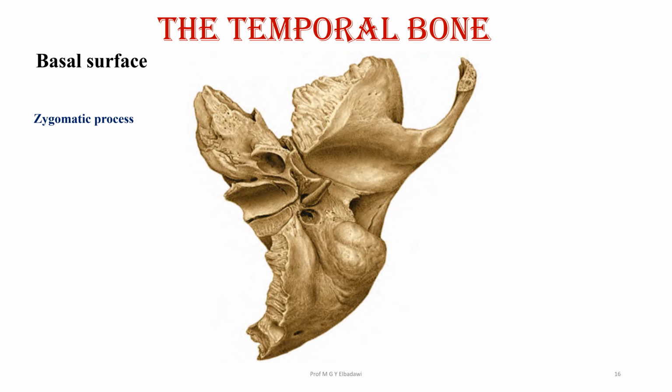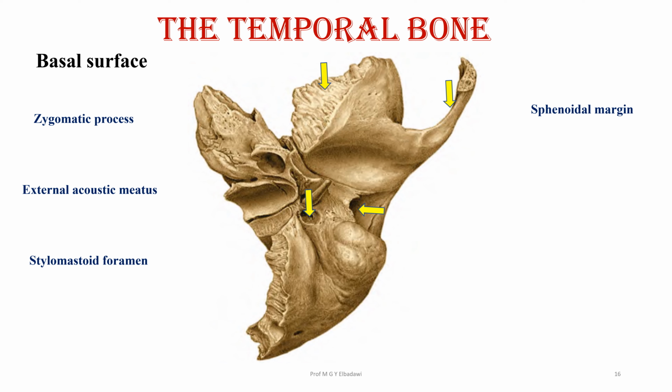Again, in the basal surface, we can see the zygomatic process here. We can see the external acoustic meatus. We can see the stylomastoid foramen for the exit of the facial nerve and some vessels. This is the sphenoid margin, where it articulates with the sphenoid. The mandibular fossa is here. Again, the petrotympanic fissure for the chorda tympani nerve.